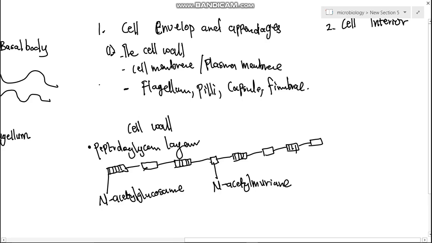Or muramic acid. You can say N-acetylmuramic acid. So they are the same. And these ones are what? They are cross-linked by peptide bonds. So this is basically the structure of the cell wall.